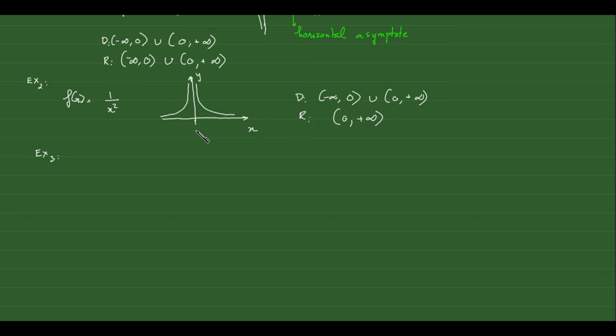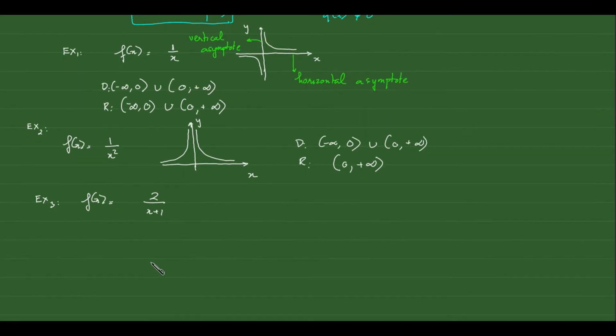For example, I have something like this, right? 2 over x plus 1. This is also a rational function. Actually, it looks like this, right? But with the plus 1, if you apply the transformation concept, you move it to the left one unit right here. Of course, then we have 2, so it's a little bit different also. But the shape is kind of like that.